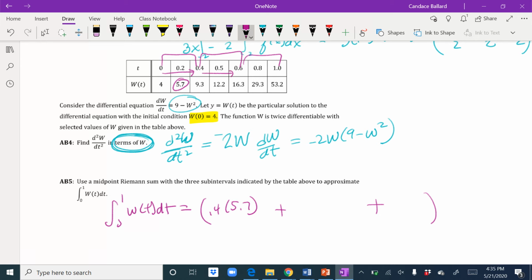And then my next distance in between is? 0.2. My height is? 12.2. Excellent. And my distance in between is? 0.4. Good. And my height is? 29.3. Excellent. And don't do anything else. Stop. Nope. Go get credit for that.